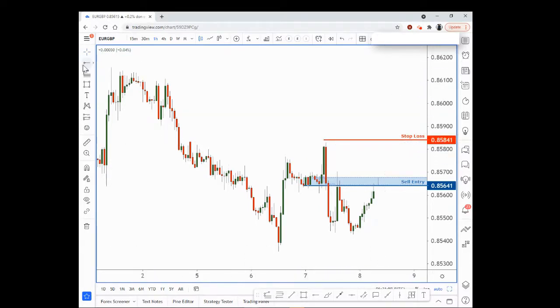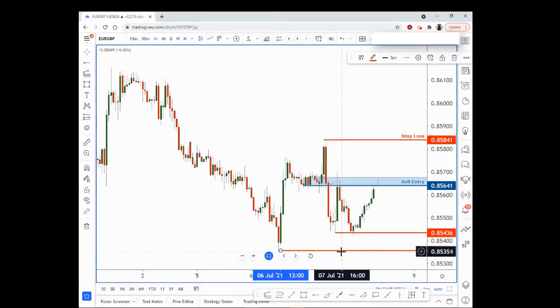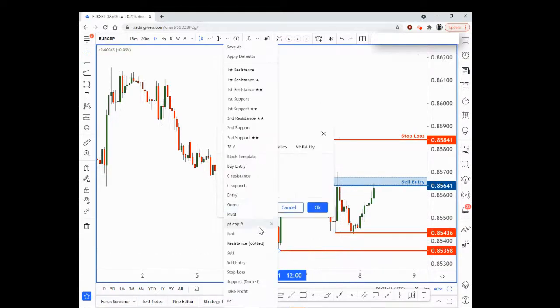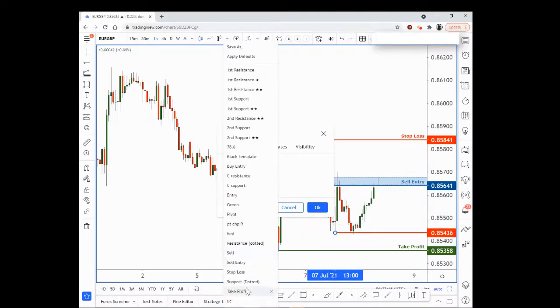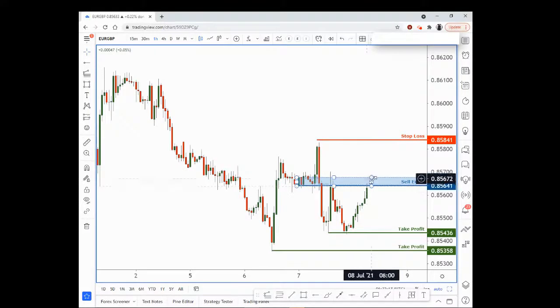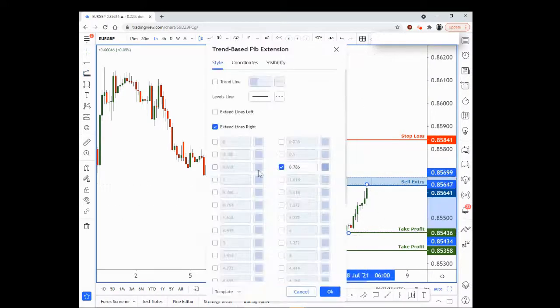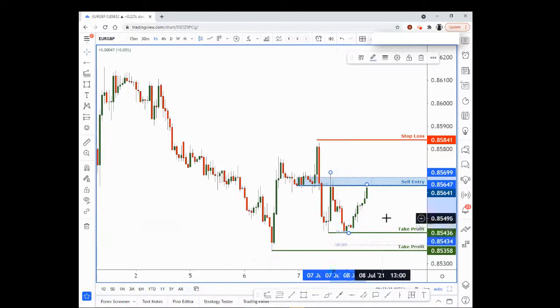With that stop loss, what I'm going to be looking at next is my take profit levels. Take profit, I will very simply put it at this swing low, and I'll put it at the next swing low as well. These are two possible take profit levels that we could be looking at on an intraday setup, where we expect price to reverse at the sell entry and then make a push to the downside from there. If we were to take an extension from high to low to high, you will see the 78.6% extension is pretty close to the first take profit, and the 100% extension pretty close to our next take profit level as well.